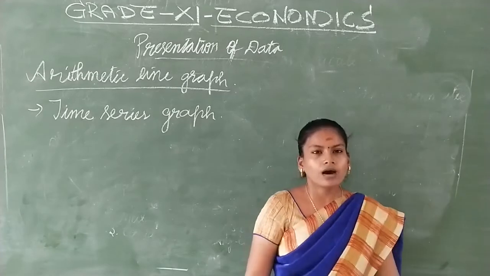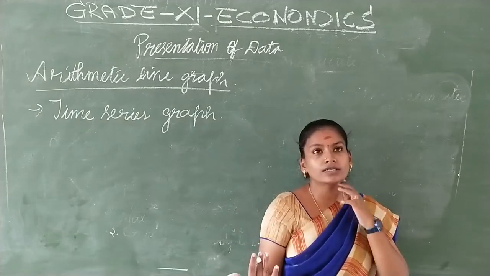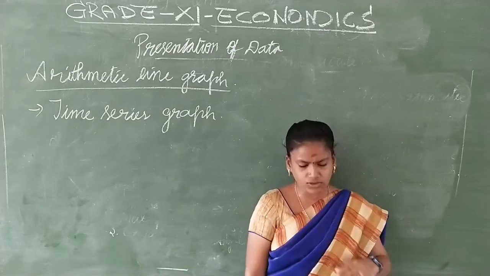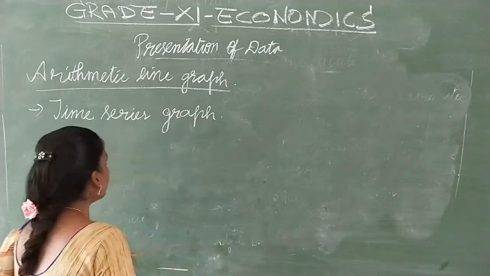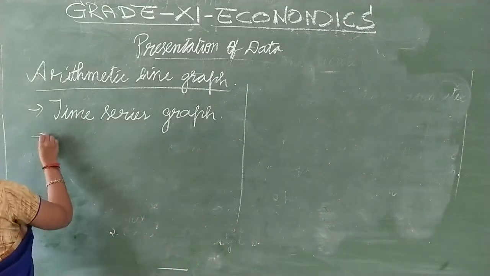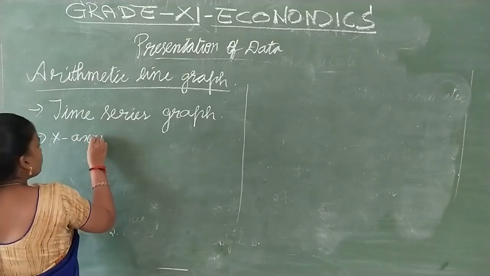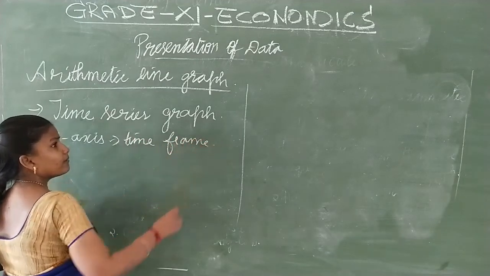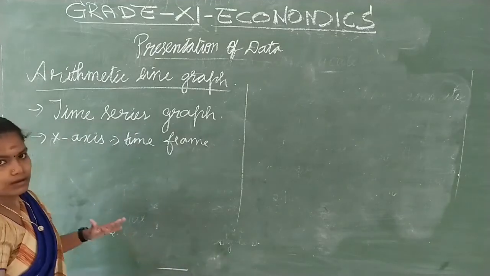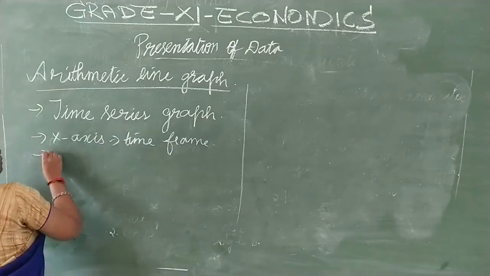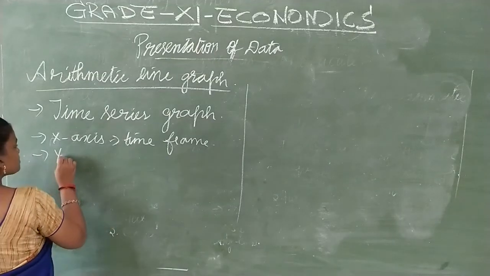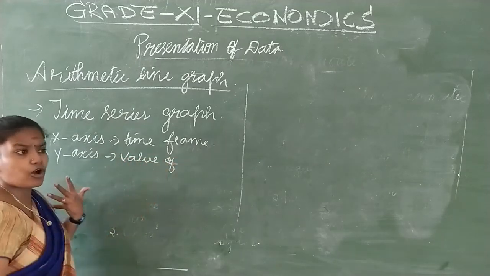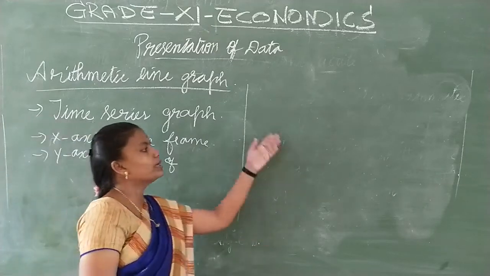Because in this, whatever time we are mentioning is marked on the x-axis, and the value of the variable is marked along the y-axis. So the x-axis is going to be a time frame. It can be week, day, month, year, anything. Next we are going to have the y-axis, and it is going to be the value of the variable. It can be anything. If you are talking about production of rice, then the value will be given on the y-axis.